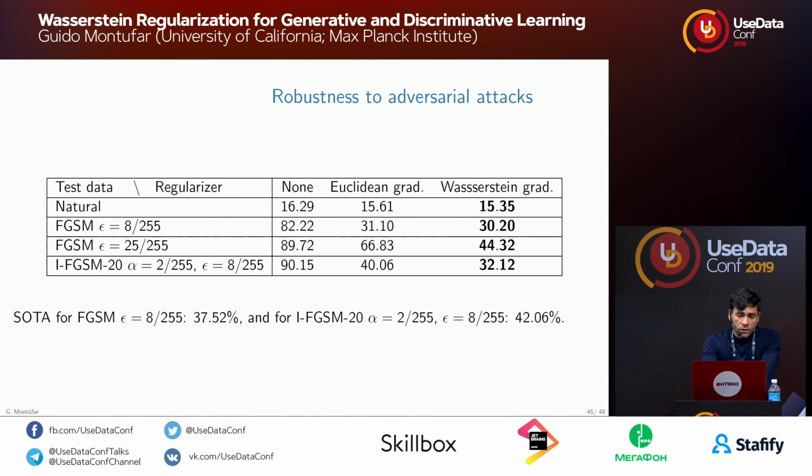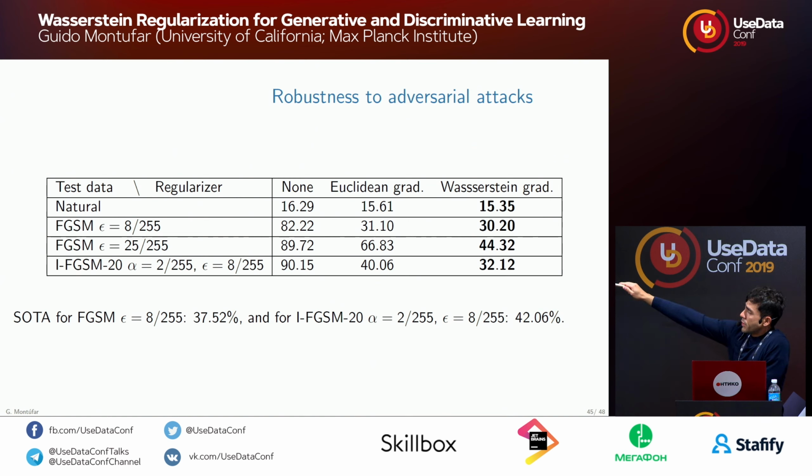So we evaluate the robust test error for these models. You see the test data here is the natural test data set for CIFAR-10 in this particular example. If we have no regularization, for the natural test data, the test error is 16%. If we do Euclidean gradient regularization, we get 15%, and for the Wasserstein, we get a little bit lower error.